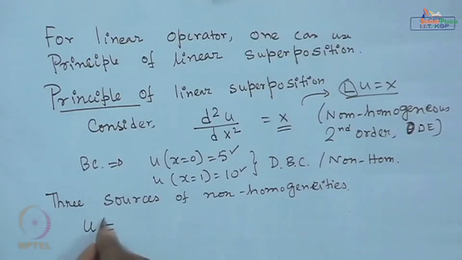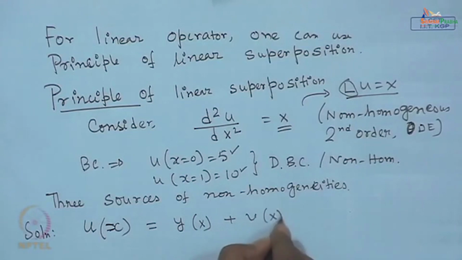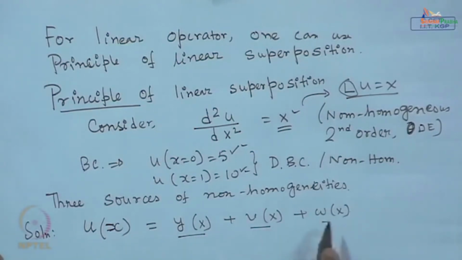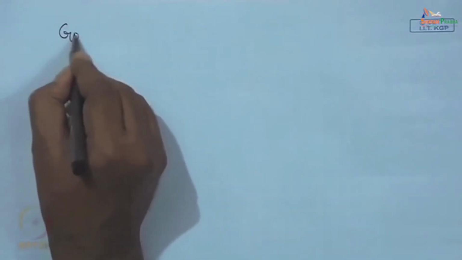Let us say the solution u of x can be constructed by considering y of x plus v of x plus w of x. We break down this problem into three sub parts because there are three sources of non-homogeneity 1, 2 and 3. Next, we construct the governing equation and the boundary condition of each such sub problem. So, now let us write down the governing equation of y.